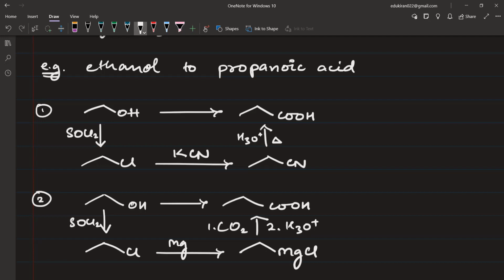Okay. So both of these reactions are very important if you want to go from some alcohol, some alkyl halide to a carboxylic acid with one more carbon. So if there is an N plus 1 carbon atom carboxylic acid, then these reactions are very useful. So please write this down.